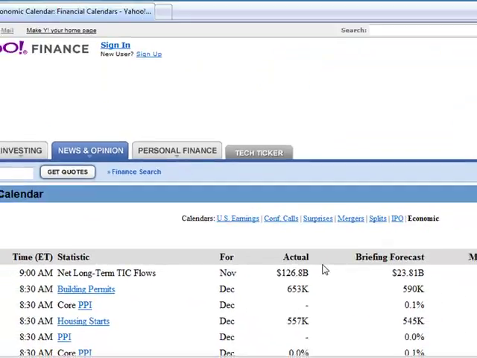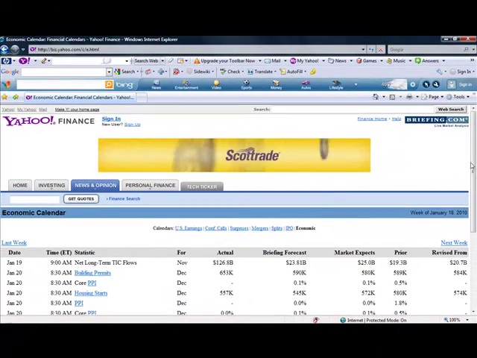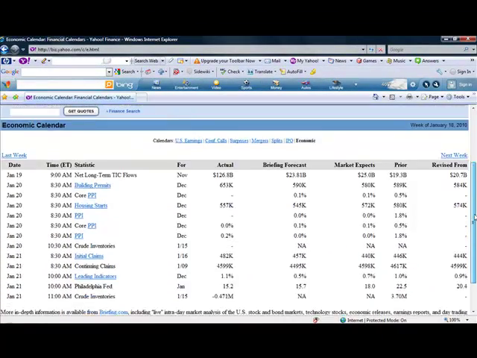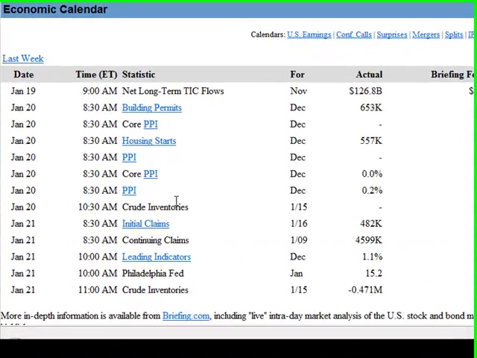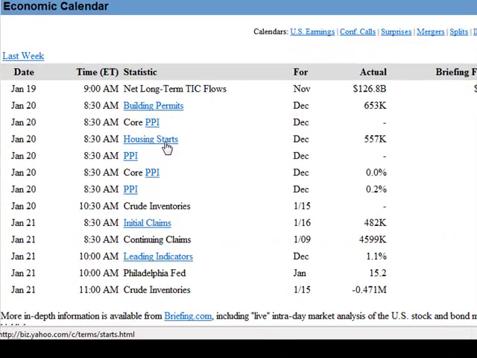What this does is open up a window which shows you all the economic data that's going to be released this week. As you can see, on January 20th, we had PPI and housing starts, which can definitely move the market. On the 21st, we had initial claims, continuing claims, and leading indicators. So you also want to check to see if, at 8:30 East Coast time, with this information being released, you can see some decent movement prior to the market open at 6:30.